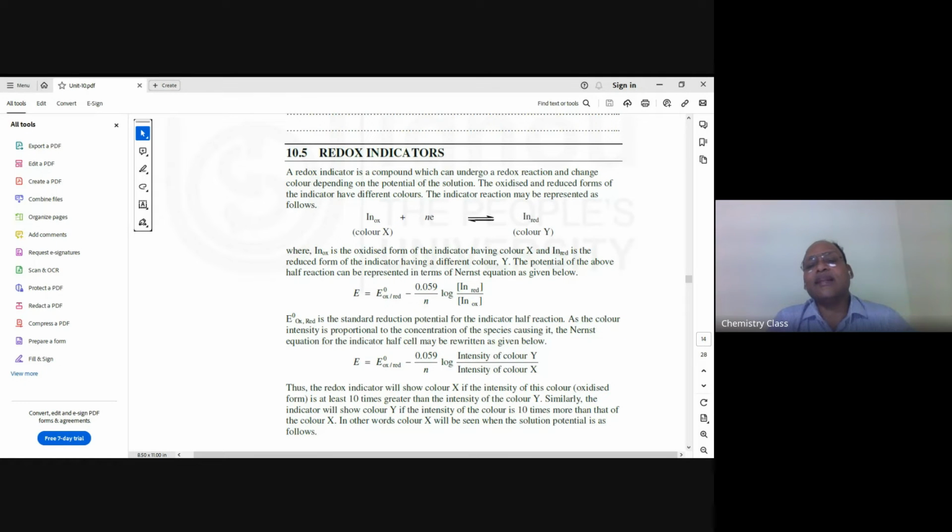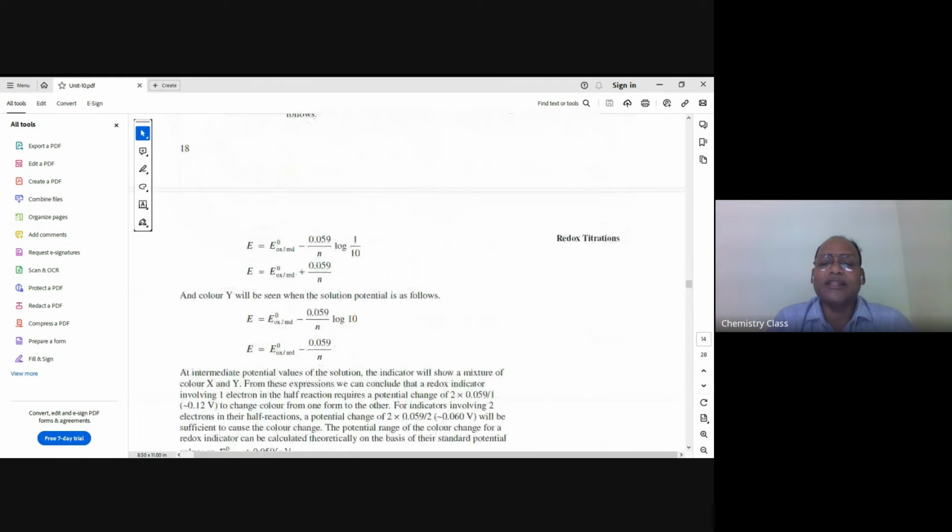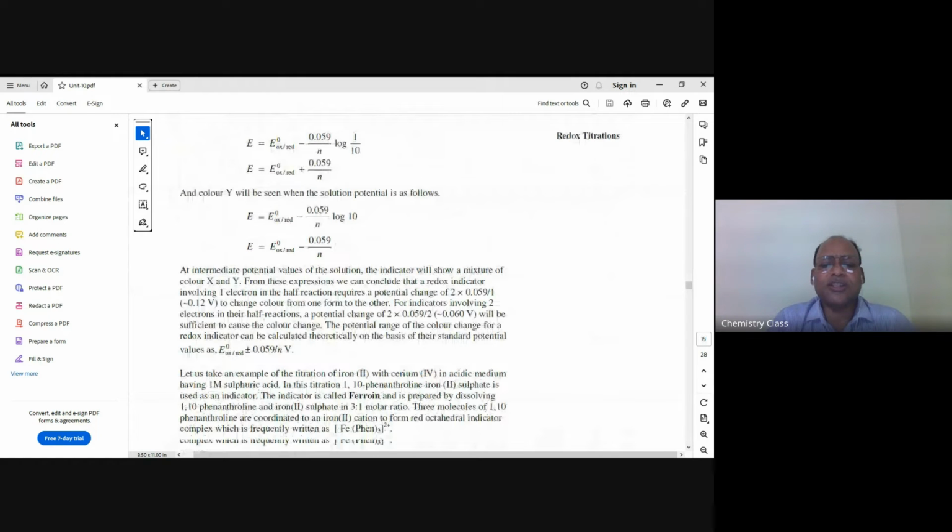So in oxidation, the indicator color is X. When it loses electrons, it goes to the redox half, the reduction part, and then the indicator color will be Y. The change in color takes place there, so the intensity of color will change. This is the fact.